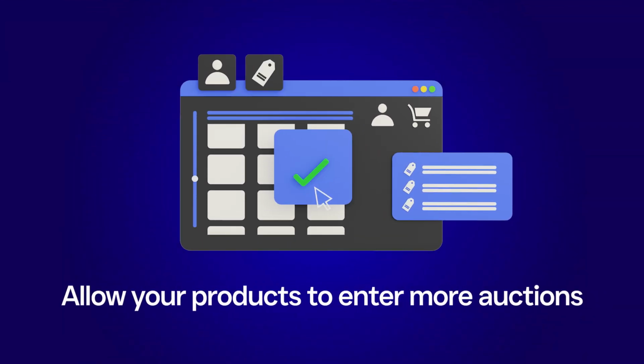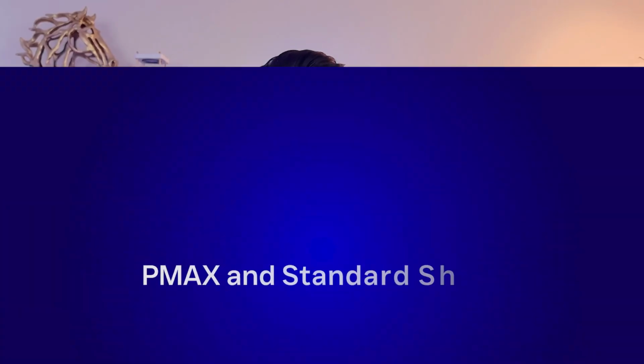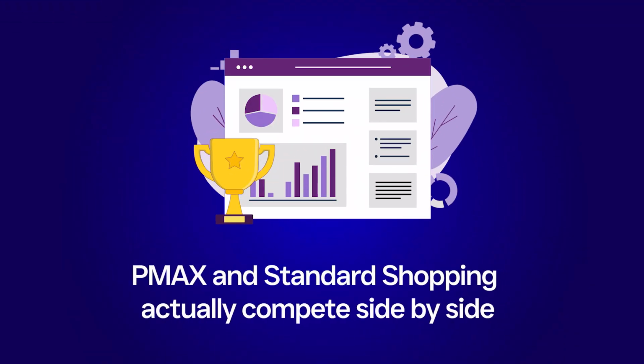That's literally it. The main goal behind this is to allow, number one, your products to enter more auctions and essentially win more auctions, because now you're going with double force within that auction, bidding 2 times instead of 1. But it also allows you to know if your brand does better with PMax or standard shopping, because with Google's most recent update, PMax and standard shopping actually compete side by side, and whichever has the higher quality score is going to end up winning that auction.